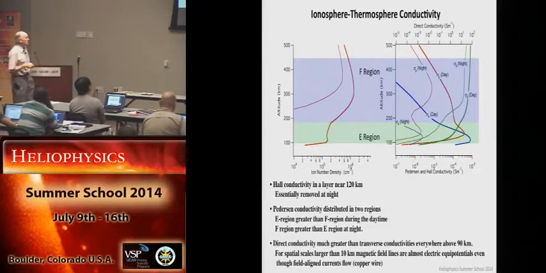The Pedersen conductivity is distributed in these two regions in the Earth's ionosphere. Two regions because there are two layers, right? The E layer and the F layer.